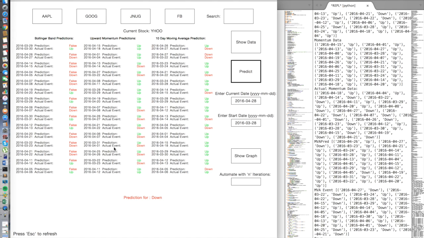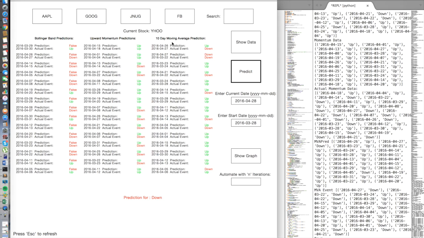And the middle one is the upward momentum one. This is when the 20-day moving average is above the 40-day moving average. If that's the case, then there is strong upward pressure, so the price would tend to be up. And so you see several predictions guessing up and also several actual events being up. So this is often a pretty reliable one.